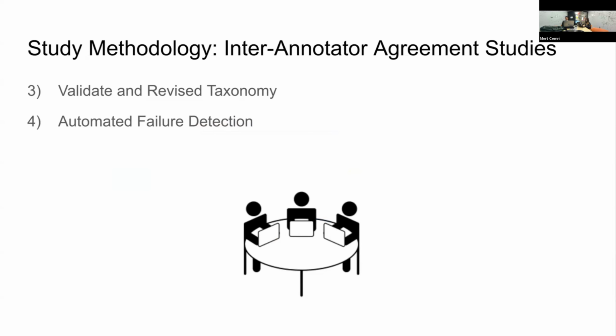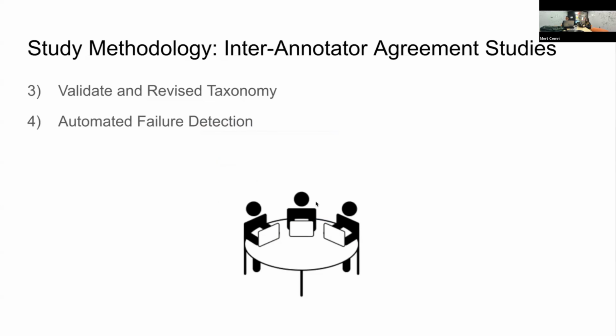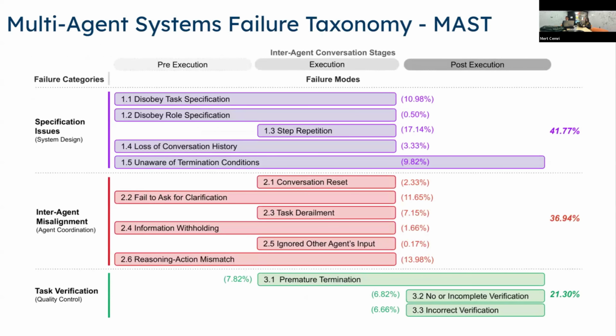and non-ambiguity. However, we also think it would be really cool to have automated failure detection, in the sense that if you have a multi-agent system, you can run it and get a trace. Then using our taxonomy, can we build an automated pipeline to tell you what the problems are in your multi-agent system? To do that, we develop an LLM-as-a-judge system and validate it again through inter-annotator agreement studies. And this is the final taxonomy that we arrive at.